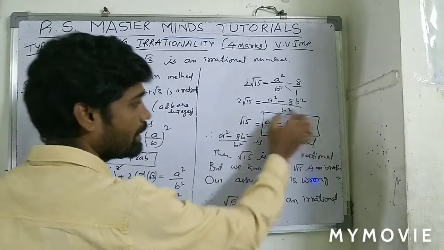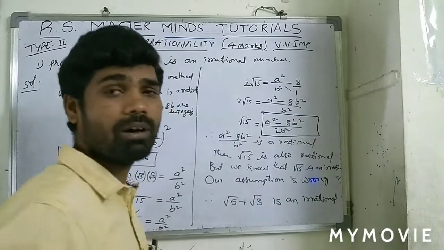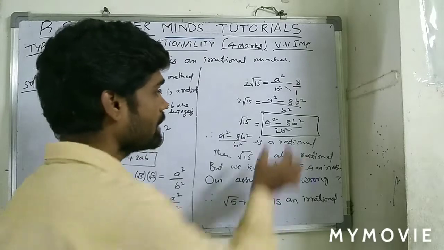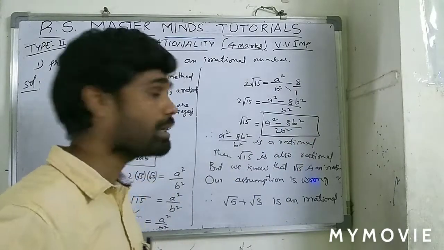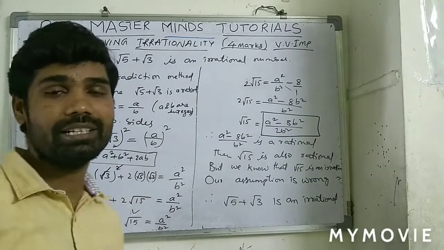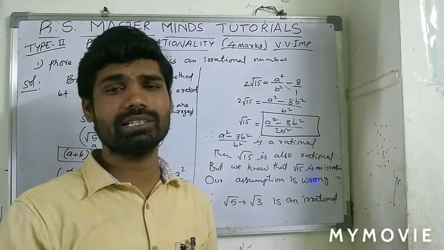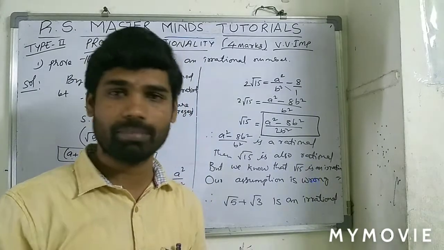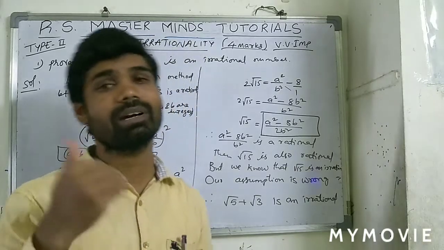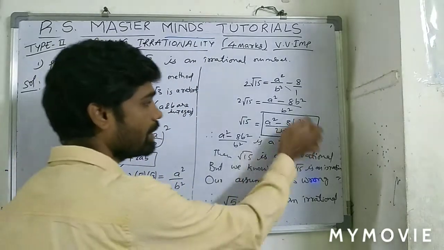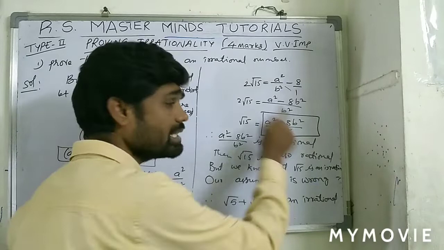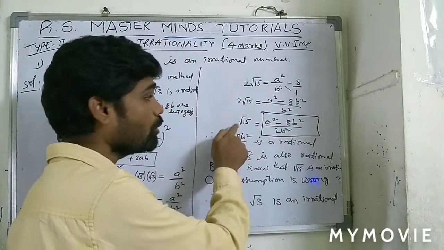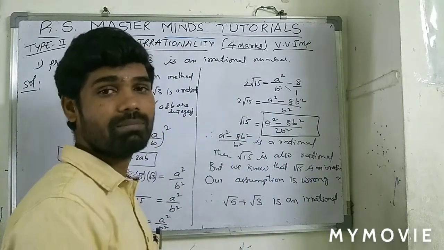So now what is it? It is in the form of a rational number. This is nothing but a rational number. Why? Because a and b are any integers. When a and b are any integers, automatically they are in the form of p by q. And p by q is nothing but a rational number. So now it is completely a rational number, which means under root of 15 is also a rational number.